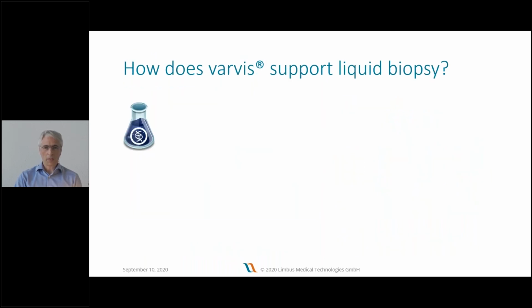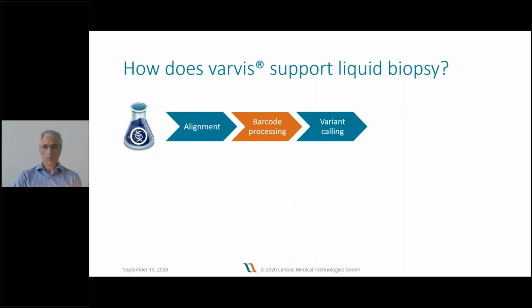Well, how does the varvis software support liquid biopsy specifically? I'll walk you quickly through the workflow. We are starting with the raw data from the sequencing instrument. The varvis software performs the alignment. It also automatically performs the barcode processing, which may be quite a complex process depending on the technology that you're using. And it also performs variant calling in an automated fashion. You can perform classification of variants, and you can create reports from those classifications, all in one seamless workflow.